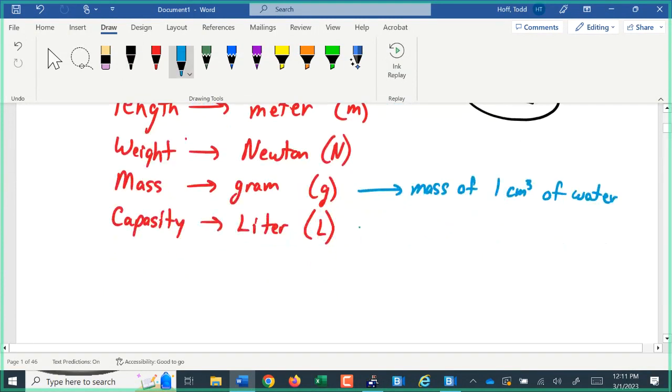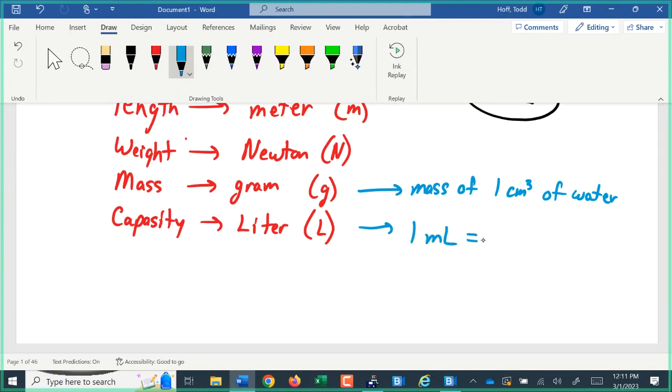Now, the liter was also planned out. Smaller than a liter, a milliliter is 1,000th of a liter, is defined to be equal to 1 cubic centimeter. So you can see we have these links from one unit to another. A milliliter is 1 cubic centimeter. So there's a direct link between capacity and volume. 1 gram is the mass of 1 milliliter or 1 cubic centimeter of water. Direct link between capacity, volume, and now mass as far as the mass of water. So this was very well planned out.